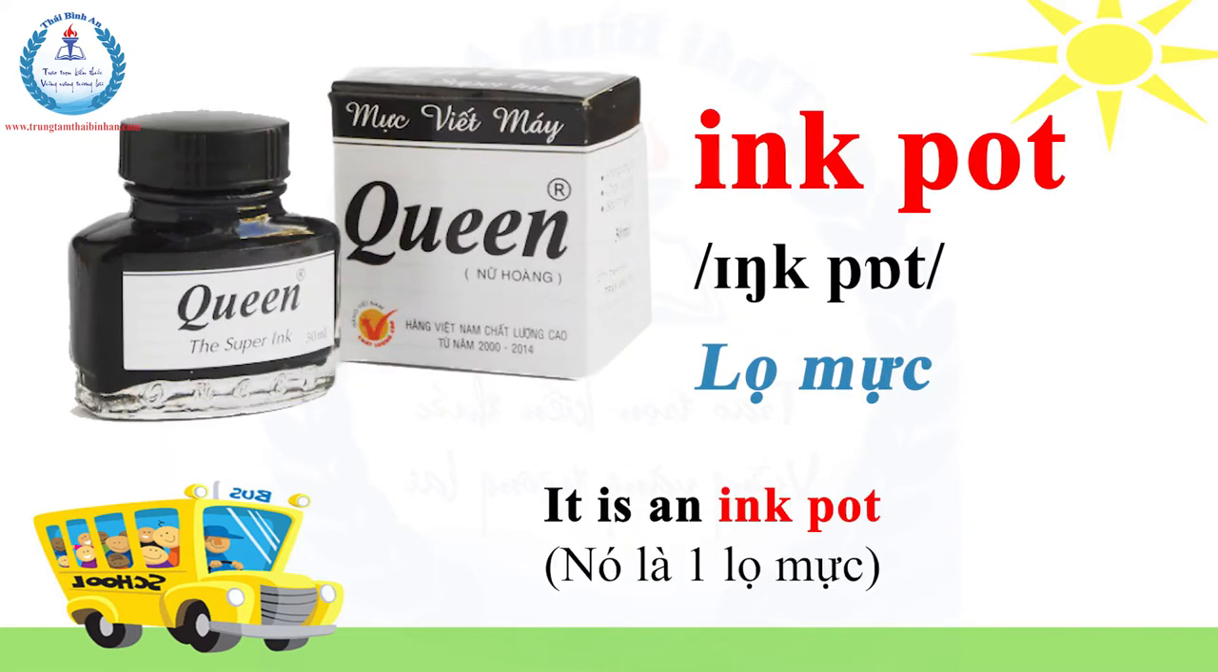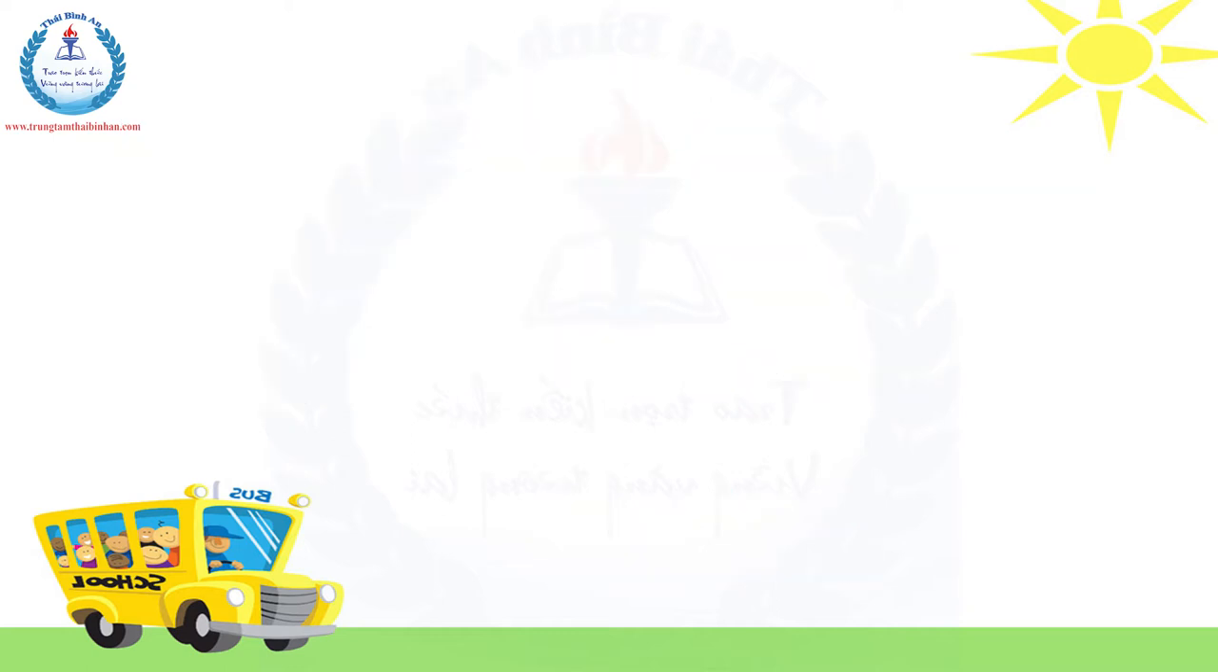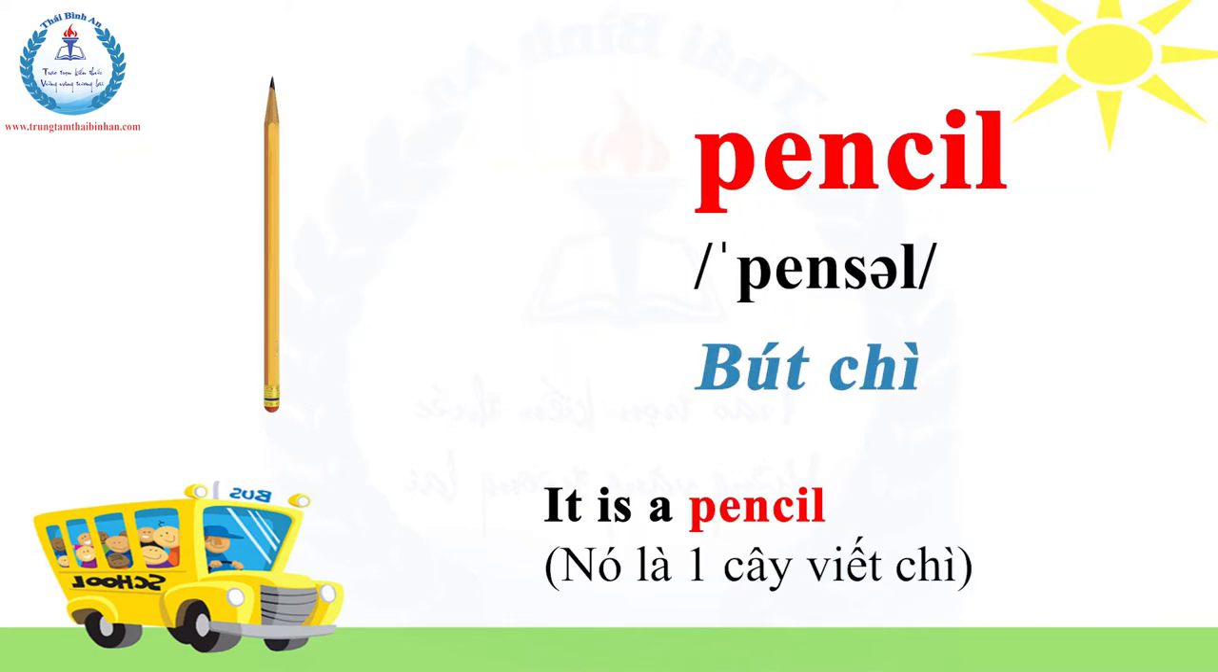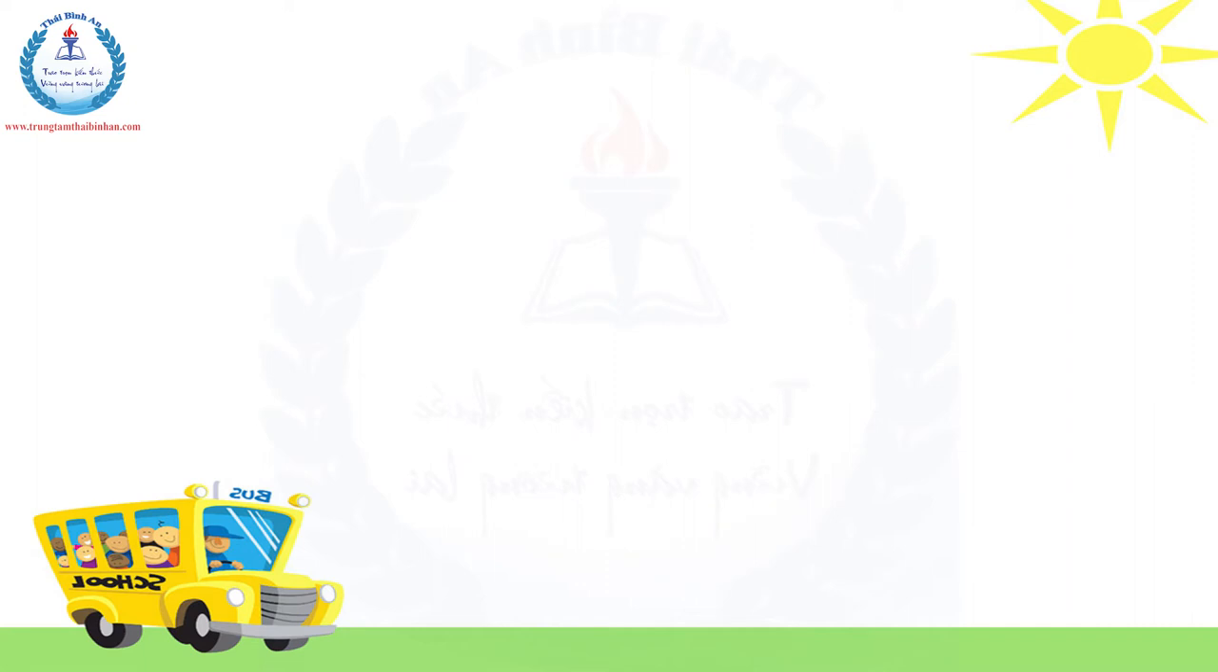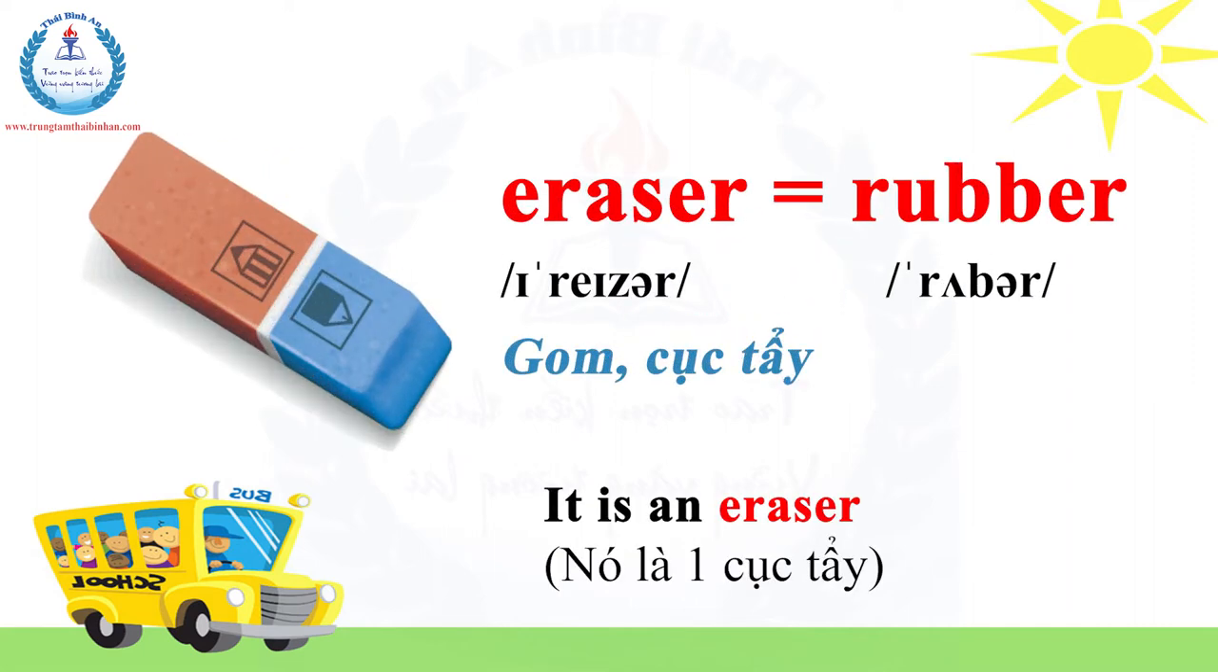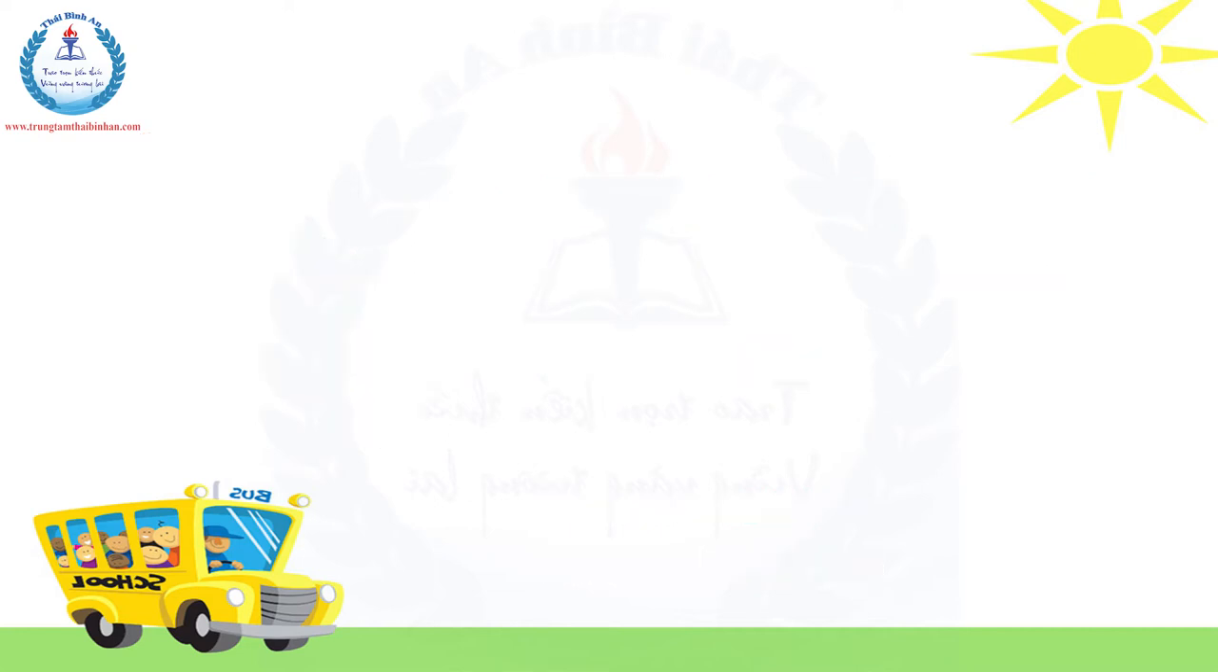Lọ mực hay còn gọi là bình mực. Inkpot. It is an inkpot. Bút chì. Pencil. It is a pencil. Cục gom hay còn gọi là cục tẩy. Eraser. Rubber. It is an eraser.